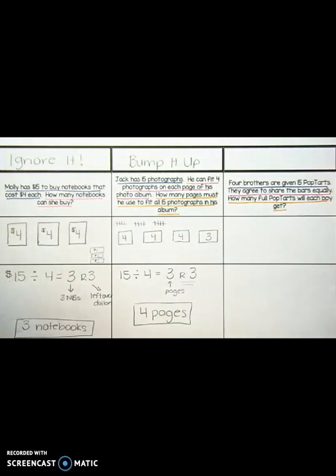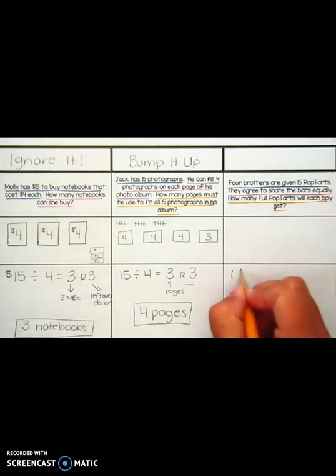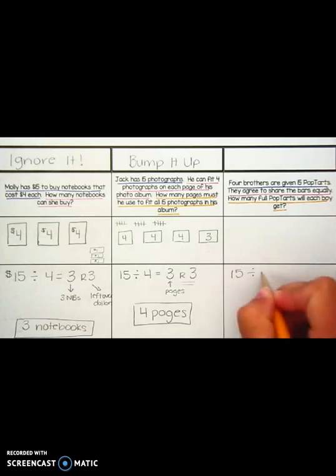4 brothers are given 15 Pop-Tarts. They agree to share the bars equally. How many full Pop-Tarts will each boy get? Okay, so I'm still splitting apart 15 Pop-Tarts and dividing it into the 4 brothers, which means that I have 3 remainder 3. I know this remainder 3 is extra Pop-Tarts, because my remainder is always the same unit as my dividend.